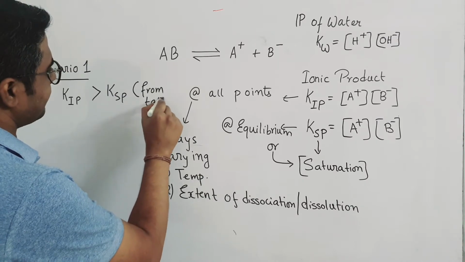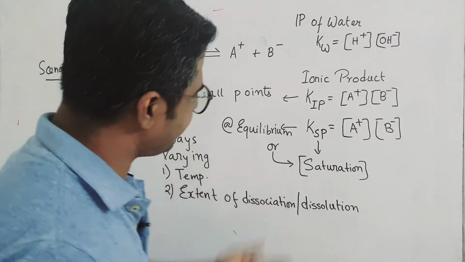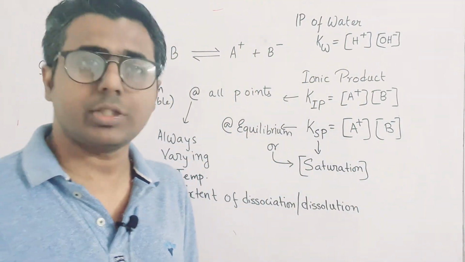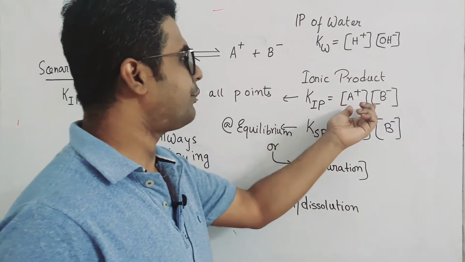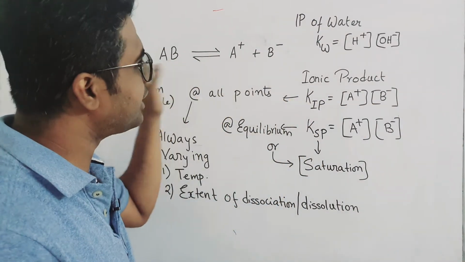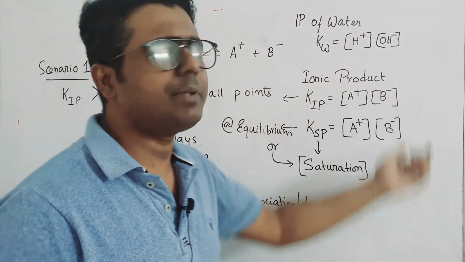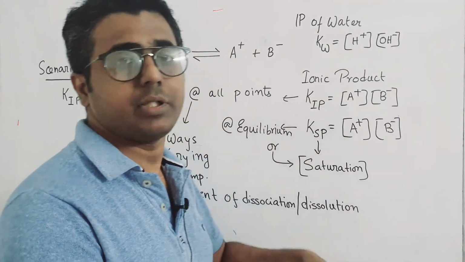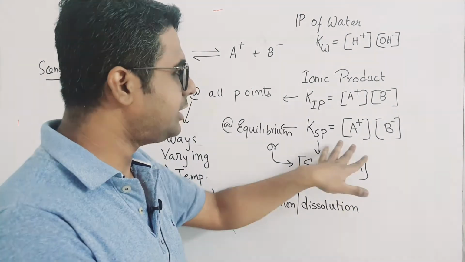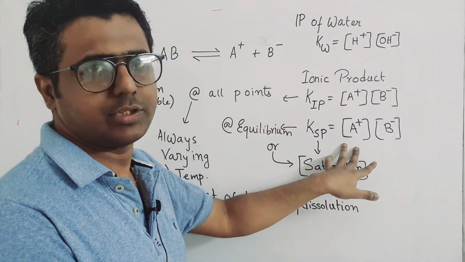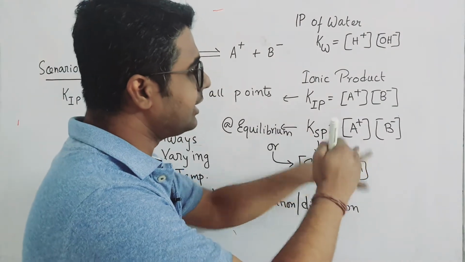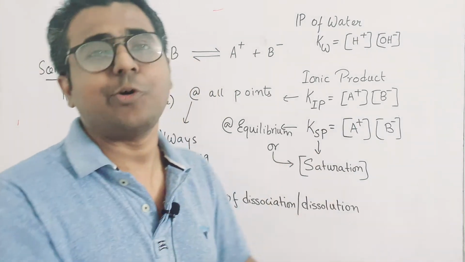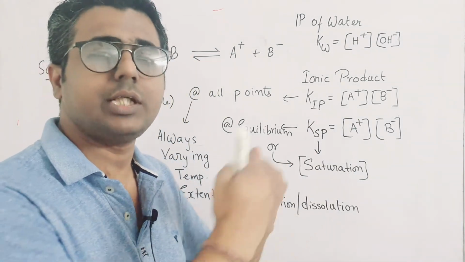What does it really denote? See, what is KSP? KSP denotes saturation. If ionic product is more than KSP, that means the products in this dissociation, A plus and B minus, the ions have been formed much more than they should have been in the saturated solution. The amount of ions in the water is now more than what should remain at saturation.